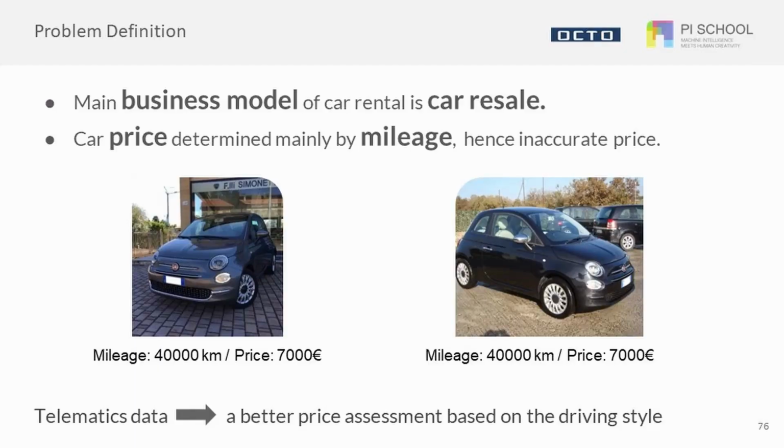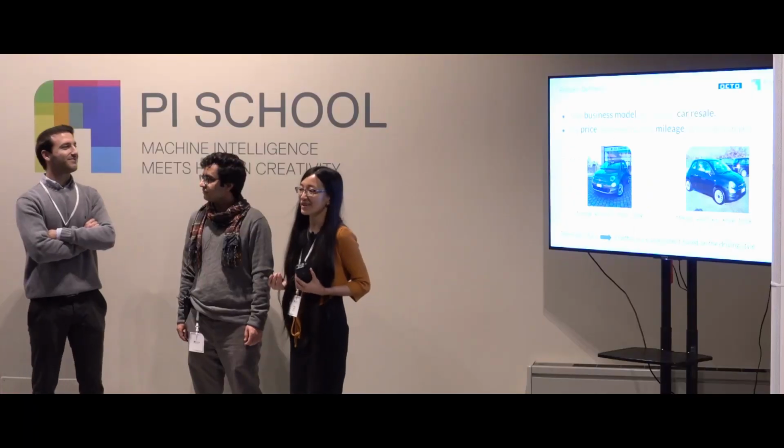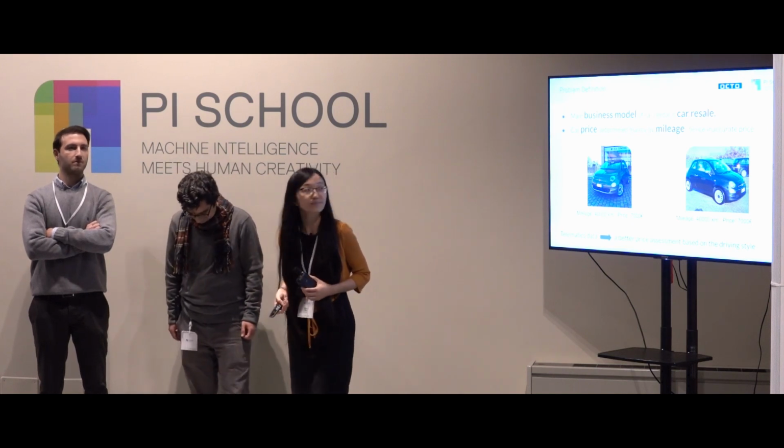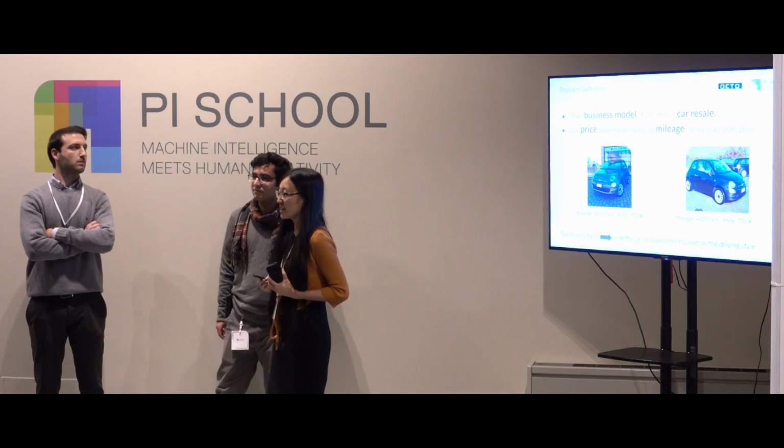As you probably know, just like McDonald's main business is not from selling hamburgers but from real estate, in the case of car rental, the main business income is not from renting the cars, but from reselling the cars. And we think it's a brilliant idea of Octo to want to make use of the black box information in the car to come up with a better price estimate at the point of resale.